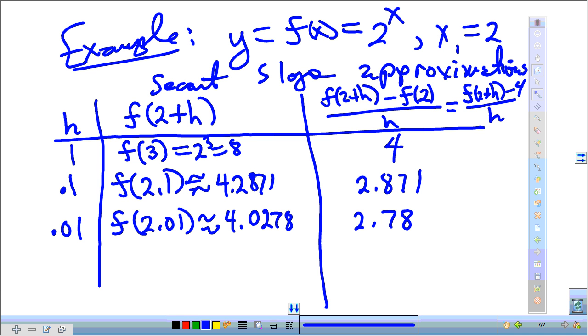So, what direction, what's the tangential slope? Well, 4, that's probably a poor approximation. 2.871, a little better, 2.78. We could compute with even smaller h's and hope for even better approximations. So we have direction of the curve. We have at least ways to approximate that direction using slope, change in the functional value over the change in the x.